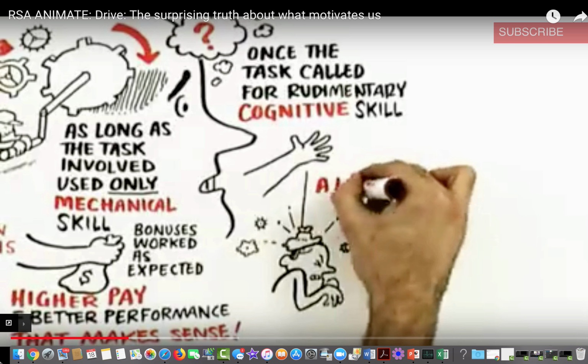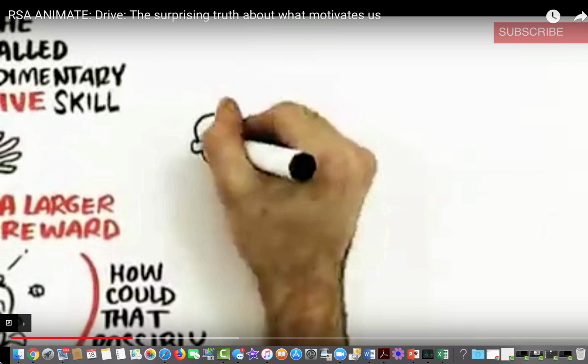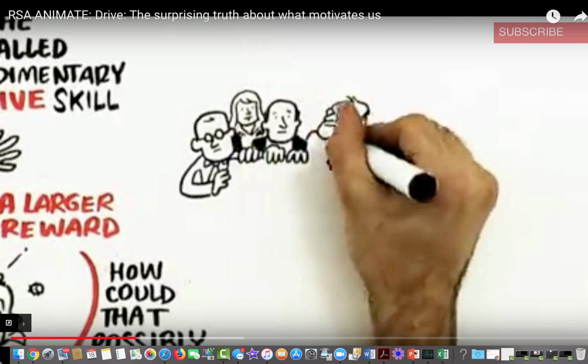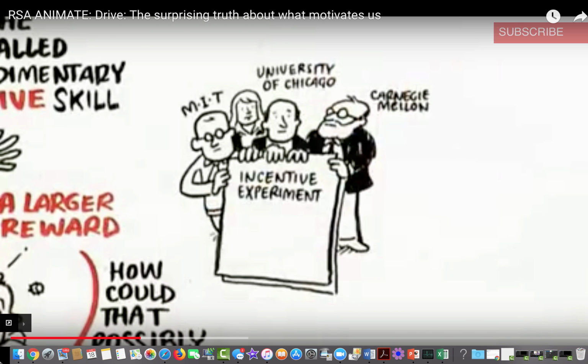Now this is strange, right? A larger reward led to poorer performance? How can that possibly be? Now what's interesting about this is that these folks who did this are all economists, two at MIT, one at the University of Chicago, one at Carnegie Mellon, okay, the top tier of the economics profession.